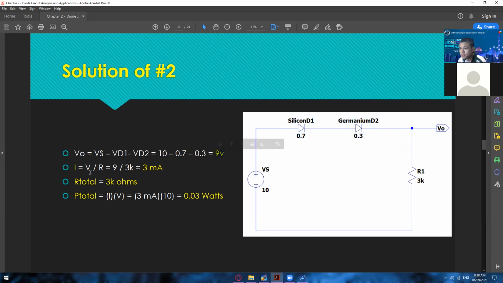Okay. And then for the I total, you have to use the V total divided by R total. So V total is 9, which is this one. And then the resistance is 3K ohms. And then the result is 3 milliamps. So just use your calculator to recheck whether this one is correct or not. And then for the R total, of course, it's 3K ohms. And then for the P total, you have to use the I total and then the V total, which is 10 volts. So 3 milliamps times 10 is equal to 0.03 watts.